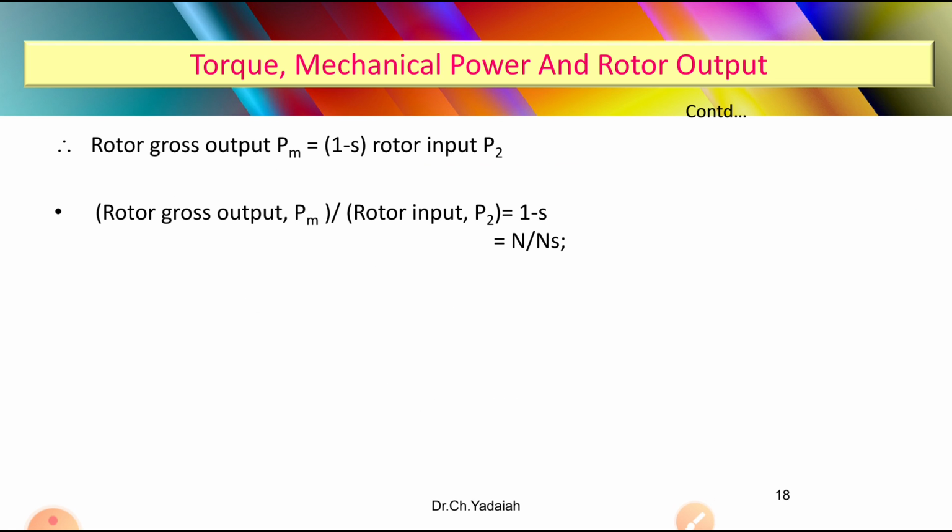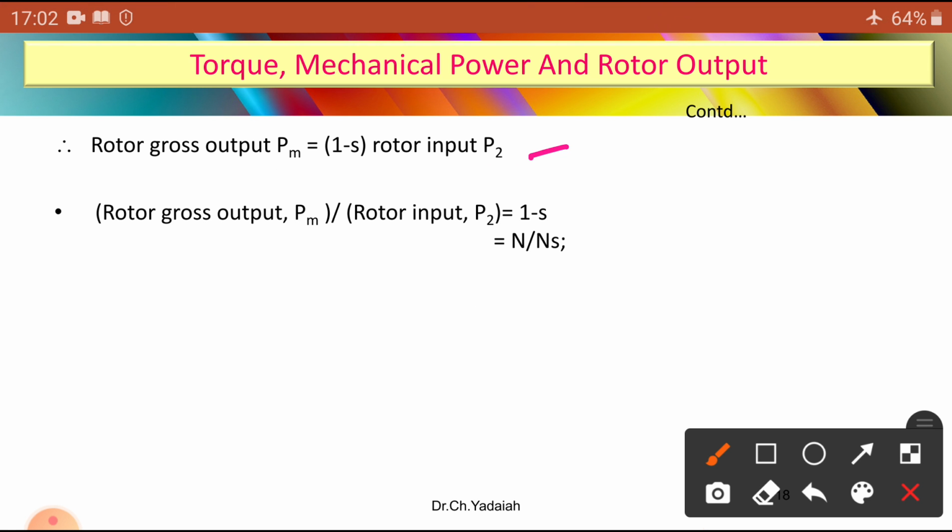Now the rotor gross output PM. We already have this one. Rotor gross output PM by total rotor input P2 is equal to 1 minus S. Here you can see the rotor gross output PM by rotor input P2 is 1 minus S. So what is the value? You can write it from this equation.